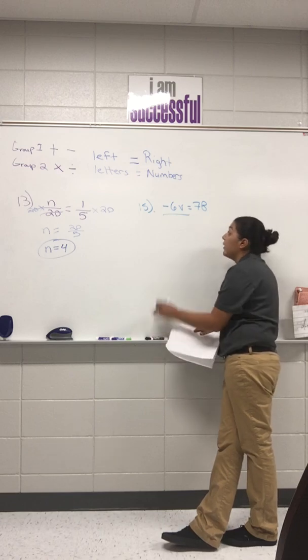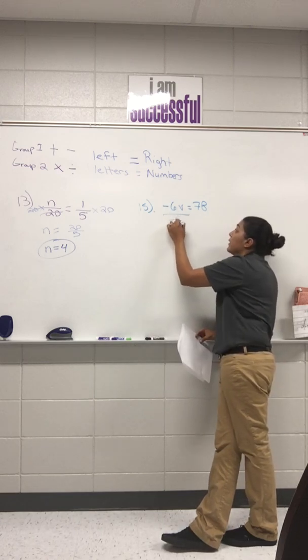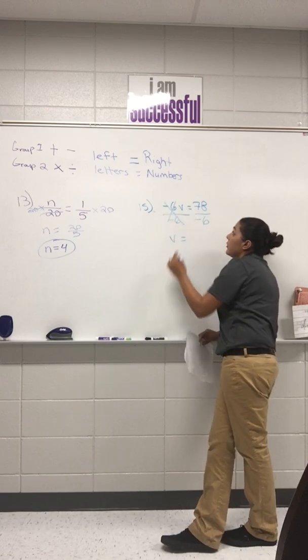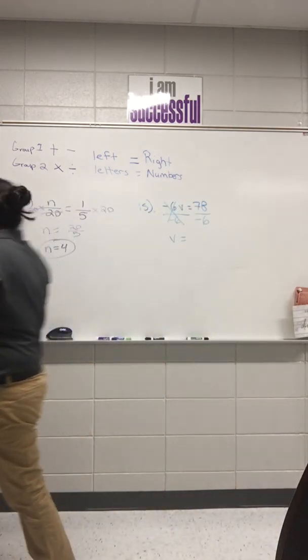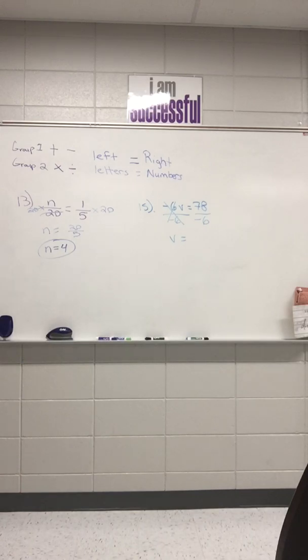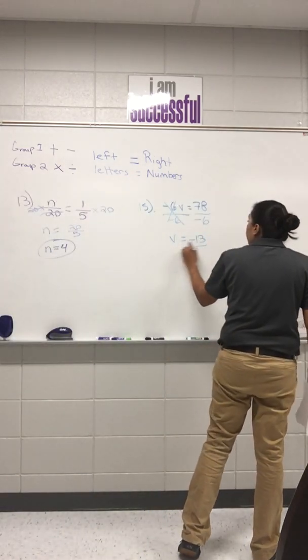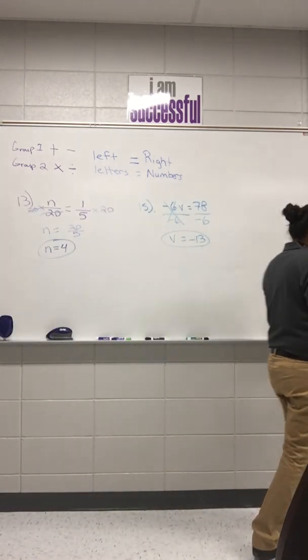You always divide it by the number with the variable. So negative 6. If I do it to one side, I got to do it to the other side. So I got v equals, I don't know what that is, maybe 9. 13. Oh, wow. So negative 13.